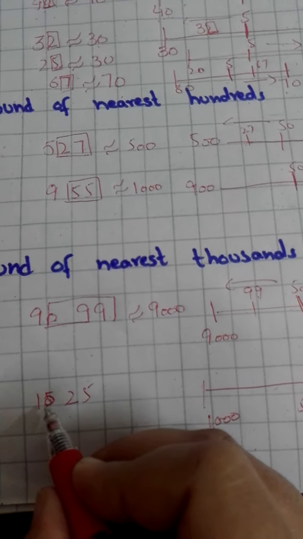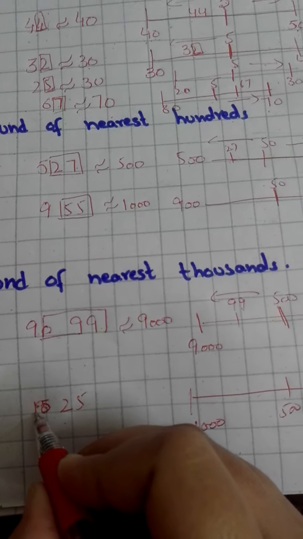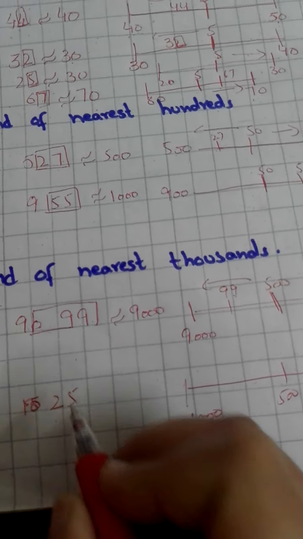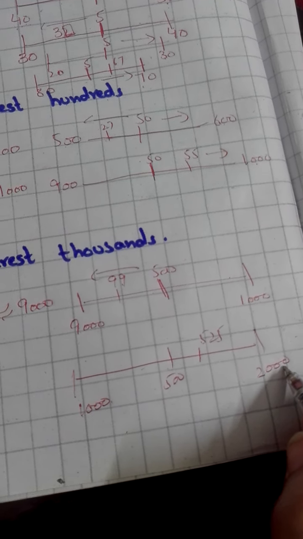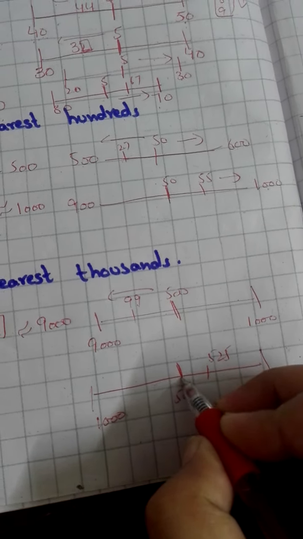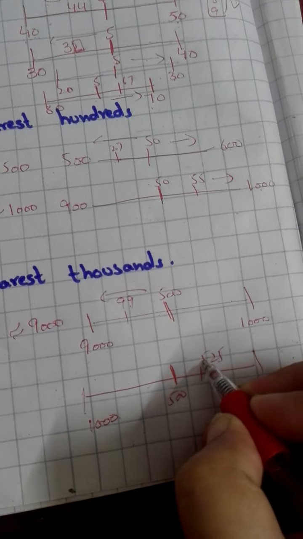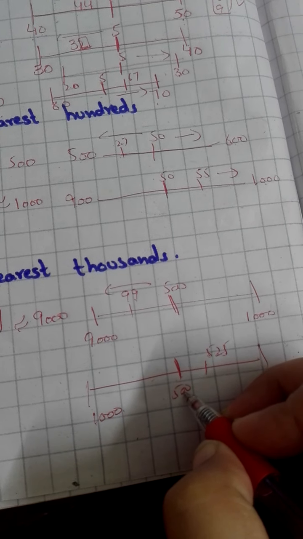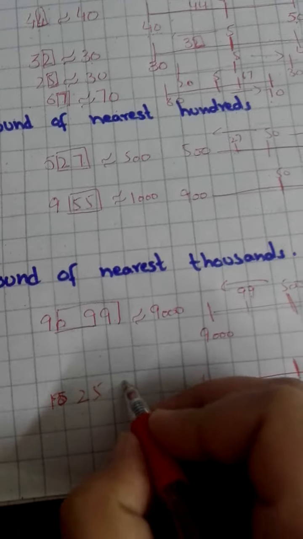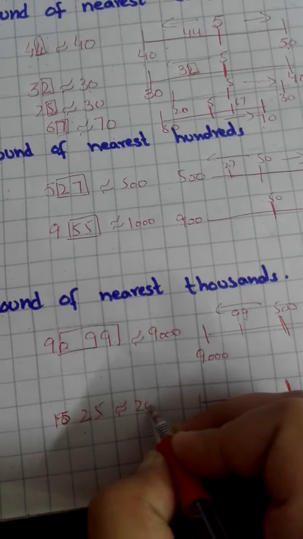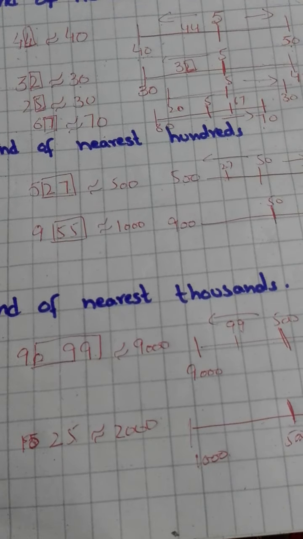Our second value is 1,525. It is between 1,000 and 2,000. Now we check the hundreds place. 525. It is greater than 500. So the answer is 2,000. In this way we can do these questions.